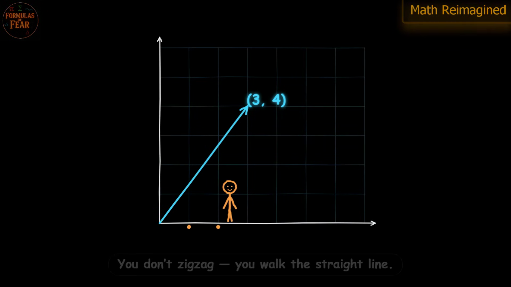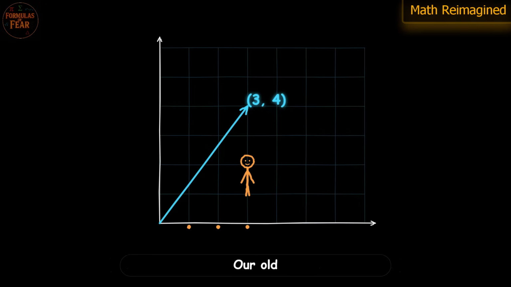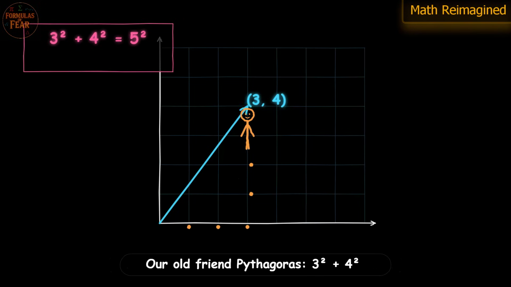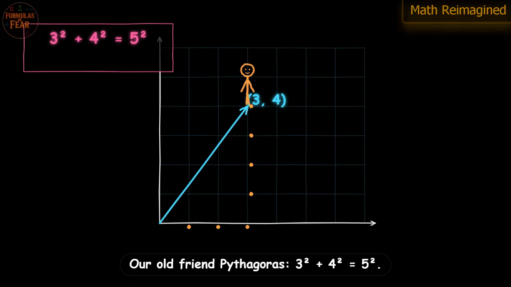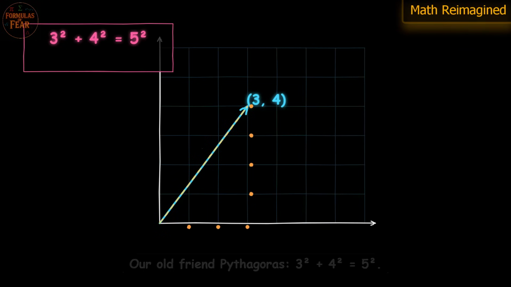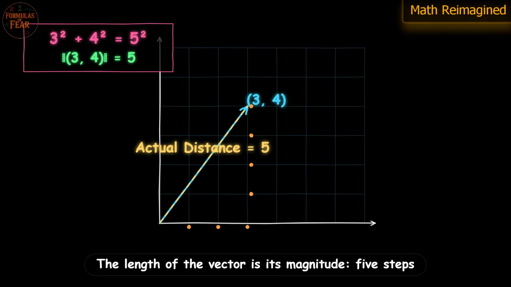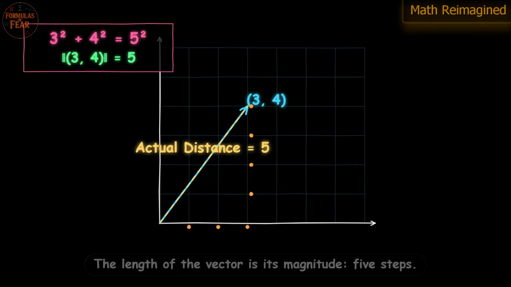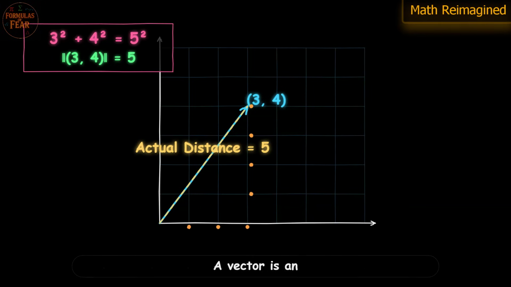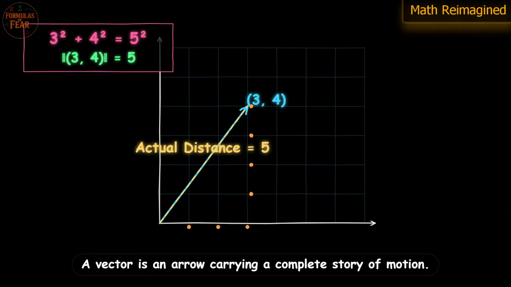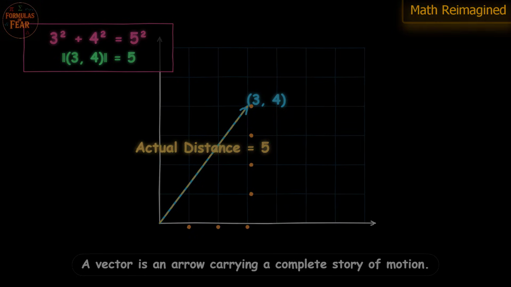How long is this line? Here we call upon our old friend Pythagoras. 3 squared plus 4 squared equals 5 squared. Therefore, the actual distance is 5 steps. This is the length of the vector, or its magnitude. A vector is not just two numbers in parentheses. It is an arrow carrying a complete story of motion.